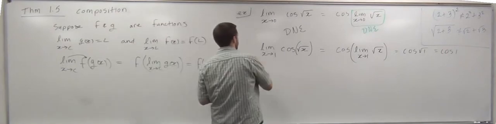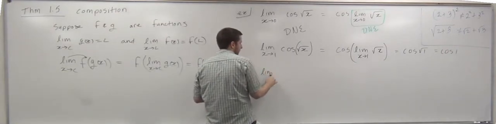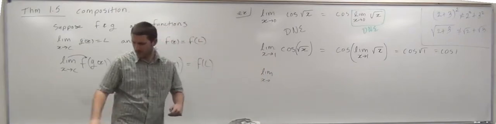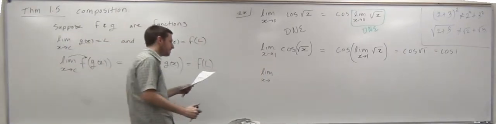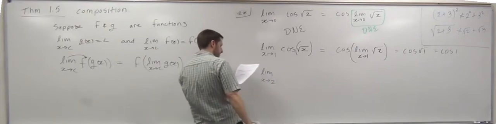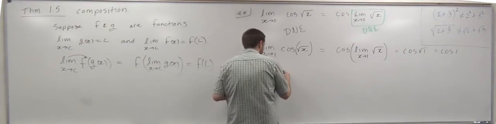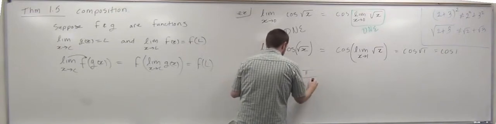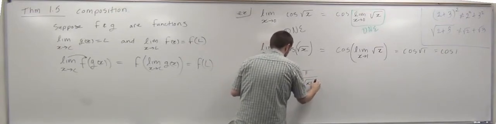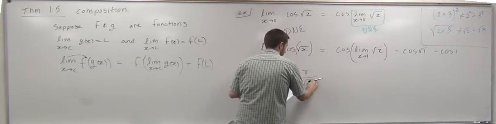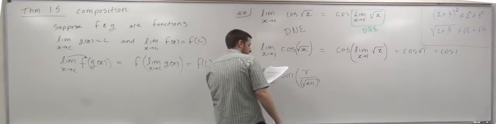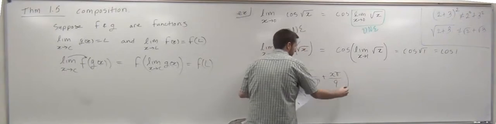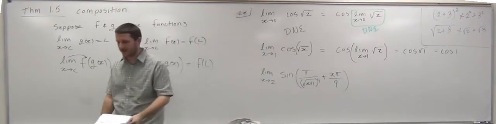So what about something like, maybe one more. Limit as x goes to, what have I got here for you? 2 of sine of pi over root x plus 1 to the 4th plus x pi over 9. This is kind of combining everything we've learned.